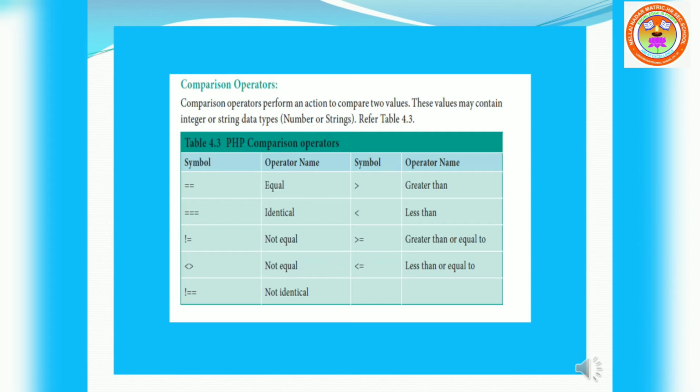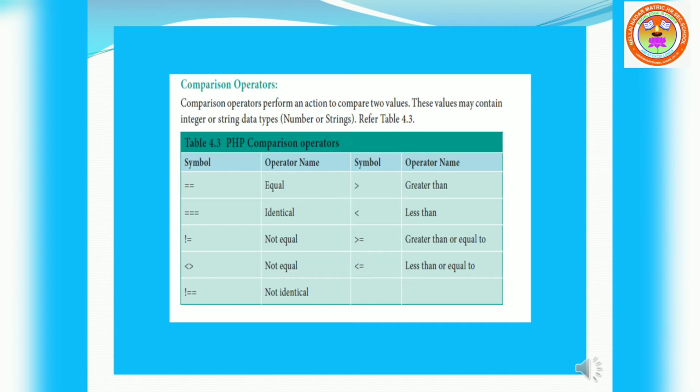In that way it will be compared. So double equal to operator. Triple equal to is identical. Identical will check the data type, whether both the data types are similar. Whereas double equal to checks whether the value is equal or not. Triple equal to will check whether the data type of the left side variable is equal to the data type of the right side variable.